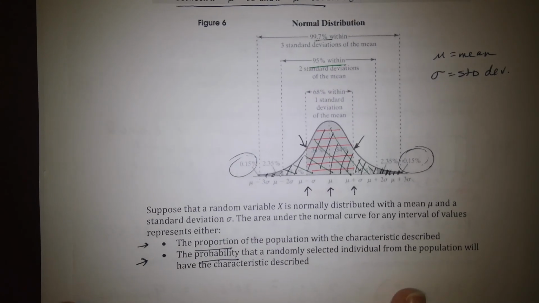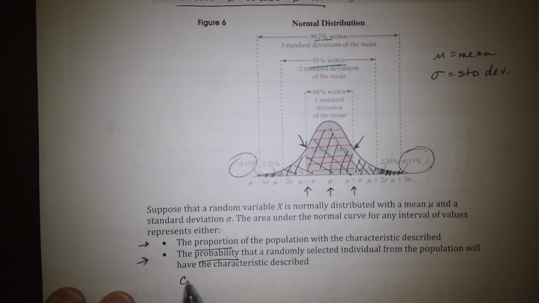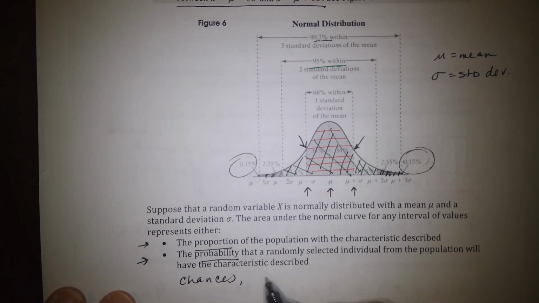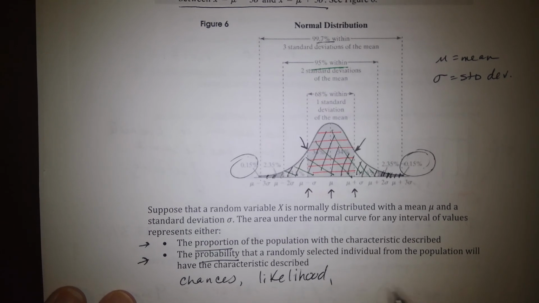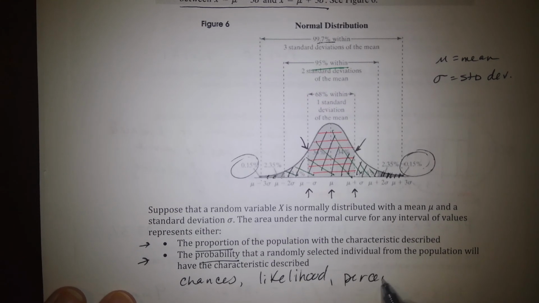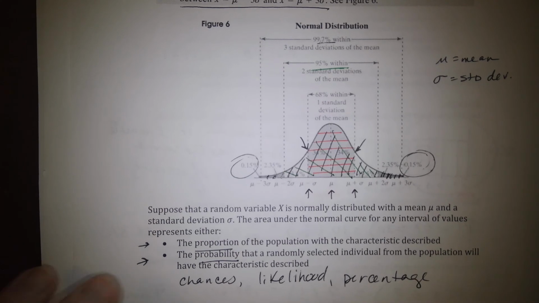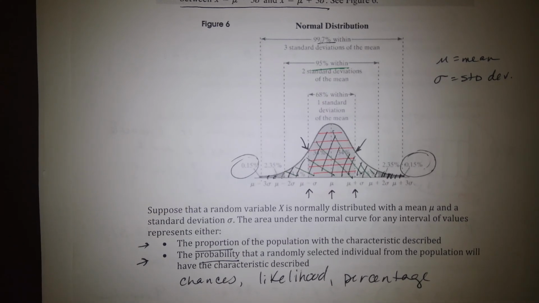Other key words besides probability or proportion would be chances, likelihood, percentage. All of those would mean the same thing in the same context of the question.